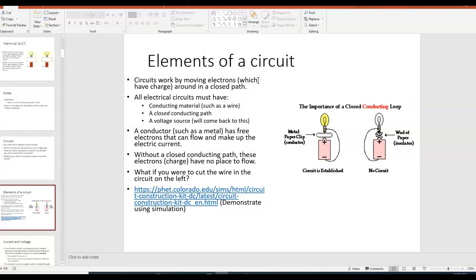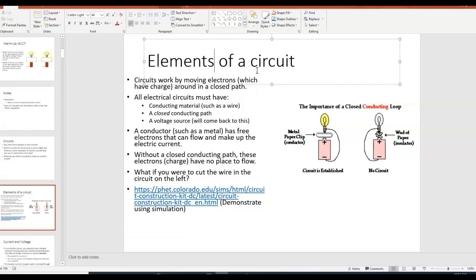Okay, now right off the bat, before we get to the elements that make up a circuit, you have to know that a circuit basically works by moving electrons, that is, particles that have charge, around in a closed path. Okay, and we'll see that in a second when we look at a simulation. But that's basically what a circuit does. It transports electrons in some type of path.